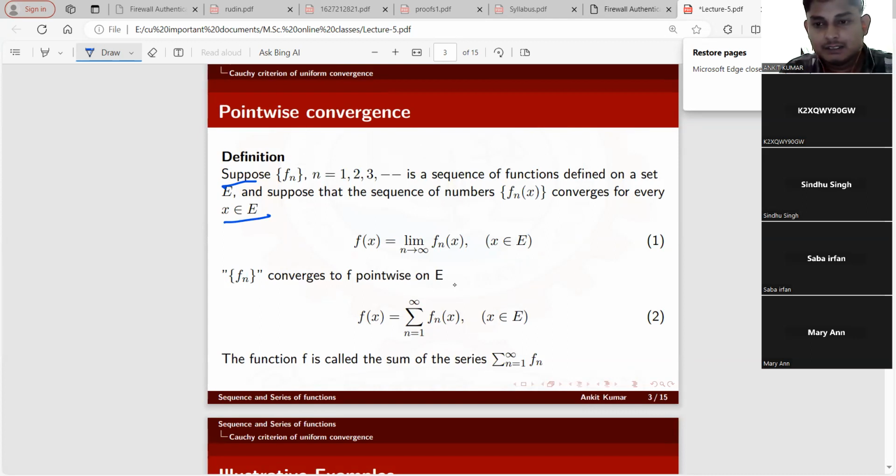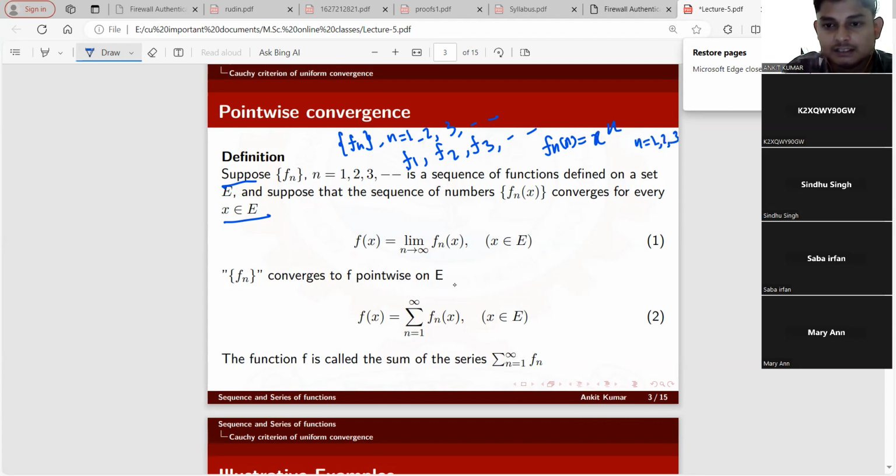So first of all, we understand the concept of a sequence of functions. What is a sequence of functions? It is f_n, n equals 1, 2, 3 and so on: f_1, f_2, f_3 and so on. Suppose we define a function f_n(x) equals x to the power n. If we put n equals 1, f_1 is x. If we put n equals 2, f_2 is x squared. If we put n equals 3, f_3 is x cubed, and so on.